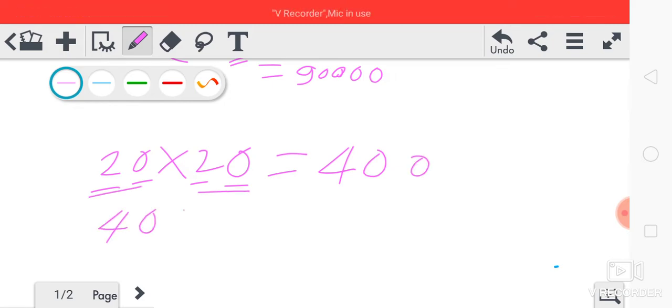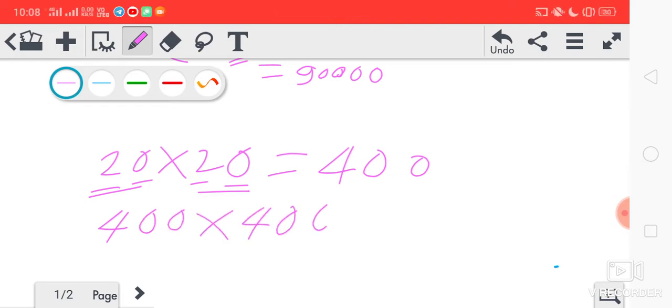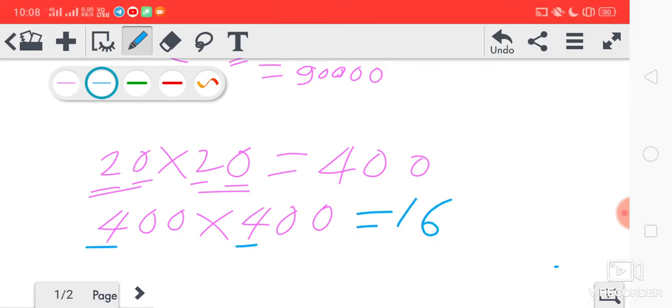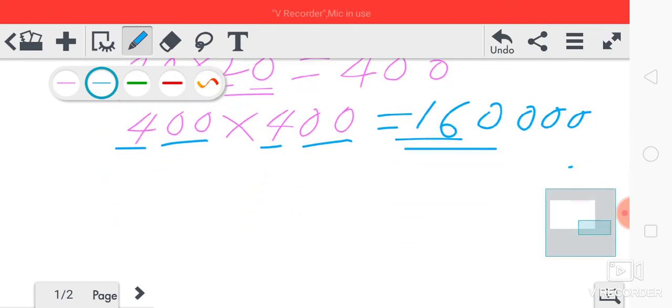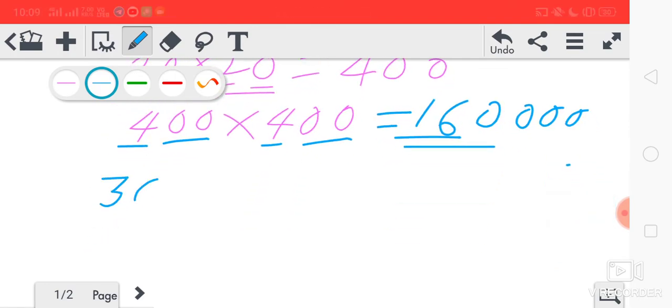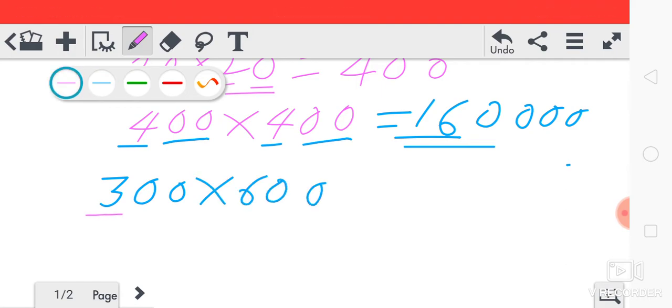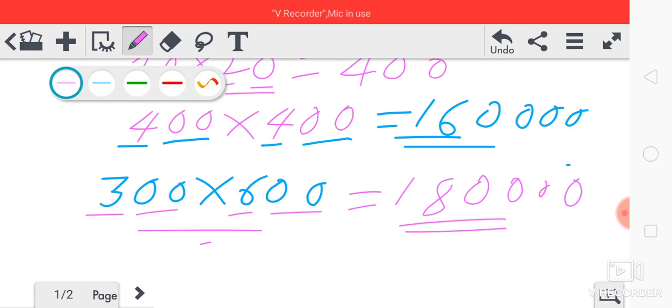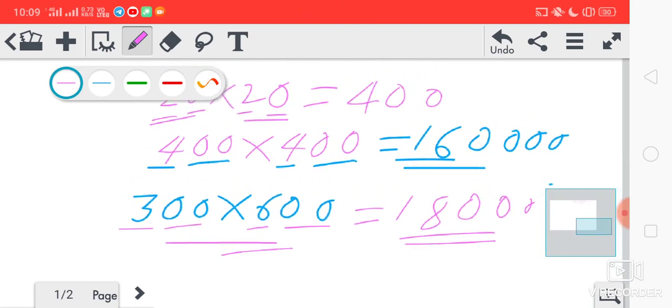Suppose 400 into 400 if you have to multiply. Just multiply 4 into 4. How much you will get? 16. Then 2 zeros and 2 zeros. Total 4 zeros. So you just put here 4 zeros. Like this easily you can multiply. Suppose any other number will be there. 300 into 600 if you have to multiply. Then what you have to do? This 3 into 6. How much you will get? 18. Then this 2 zeros and this 2 zeros. Total 4 zeros. Just put here 4 zeros. This way you can multiply easily. Okay.